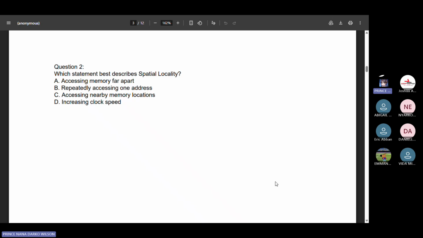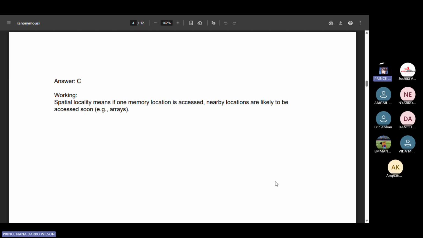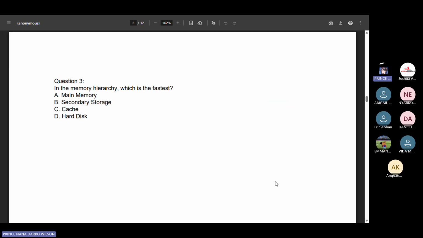So let's see that. And the correct answer truly is C. We learned that in spatial locality, memory locations are fetched together. If a memory space is addressed, then that memory space is likely to be addressed with other closer memory spaces. They are all fetched together. This makes it easier for the CPU to run faster. So spatial locality means if one memory location is accessed, nearby locations are likely to be accessed soon. And it's used in the case of arrays. So look for temporal in loops and spatial in arrays.